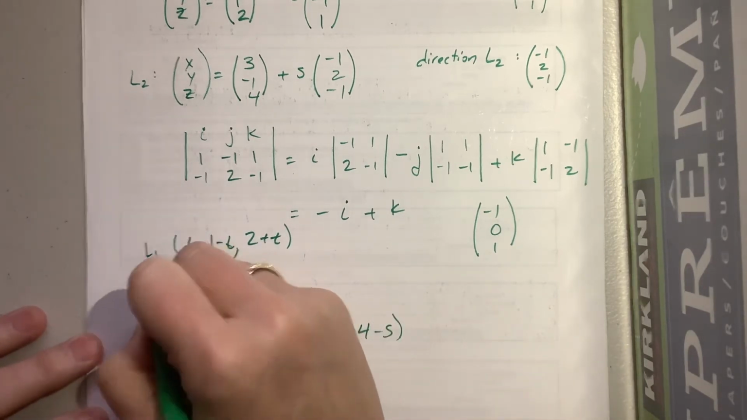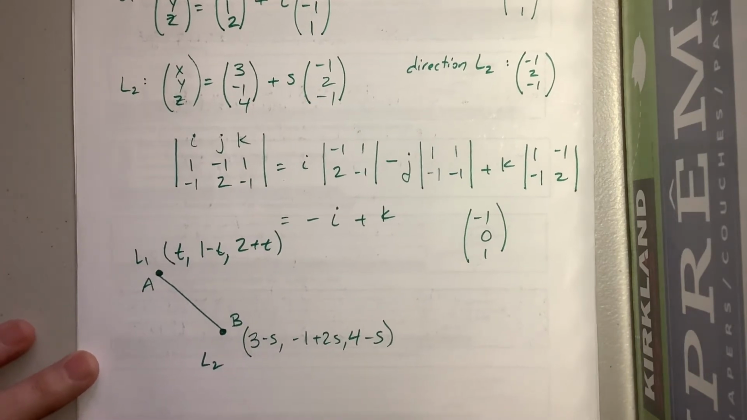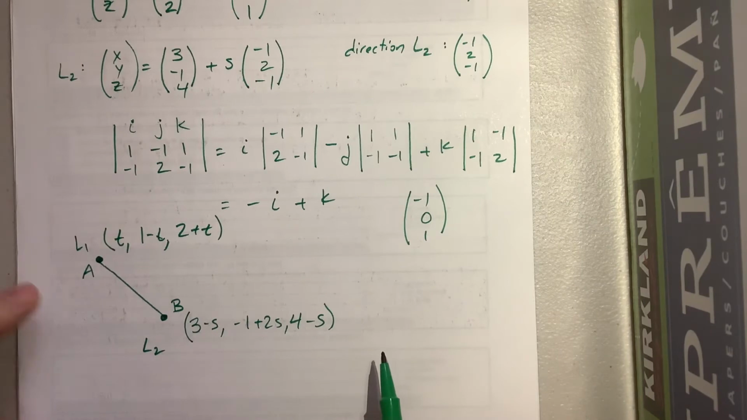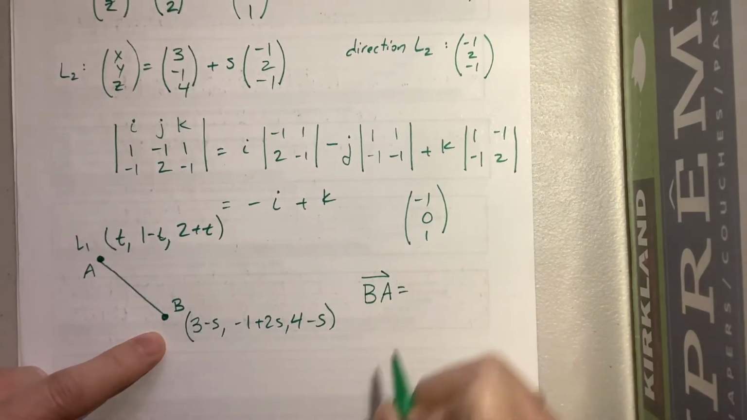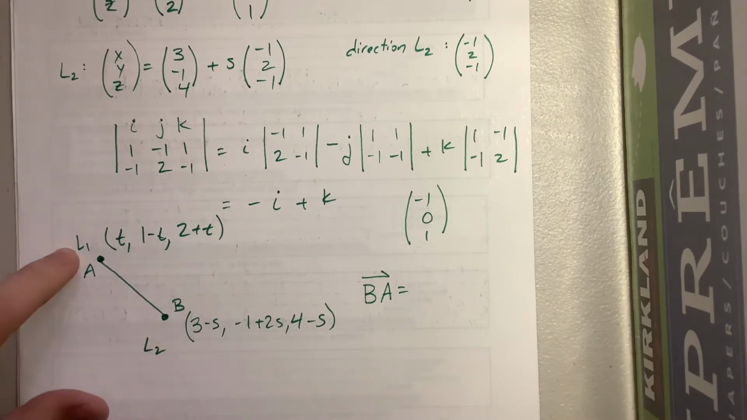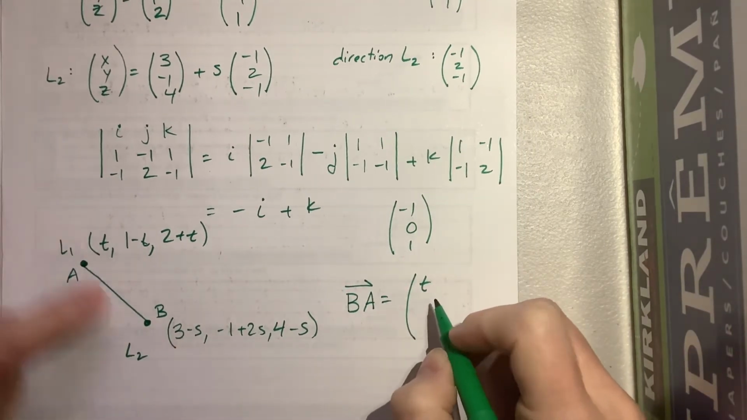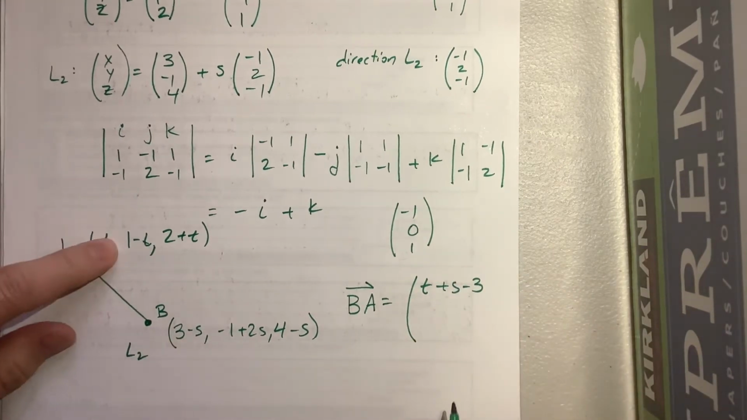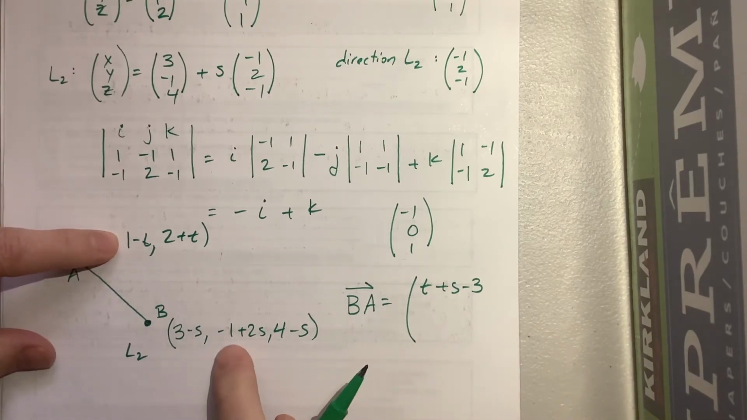Okay, so let's find this. Let's call this point A. Let's call this point B. We'll find vector BA. I'm trying to minimize my negatives. I don't know if that minimizes my negatives or not, but okay. A minus B. So then this becomes t minus 3 plus s. So t plus s minus 3. And then I have A minus B. So 1 minus... That gives me a 2.